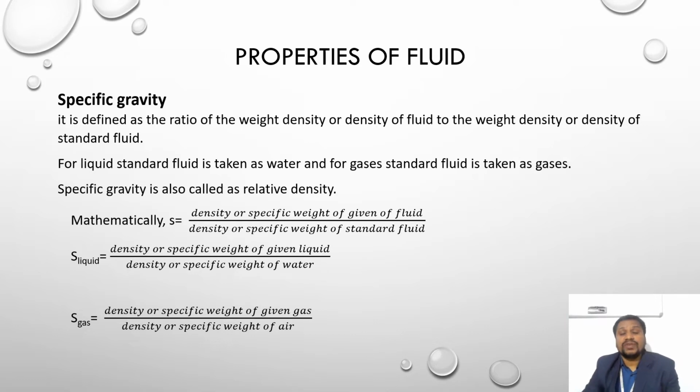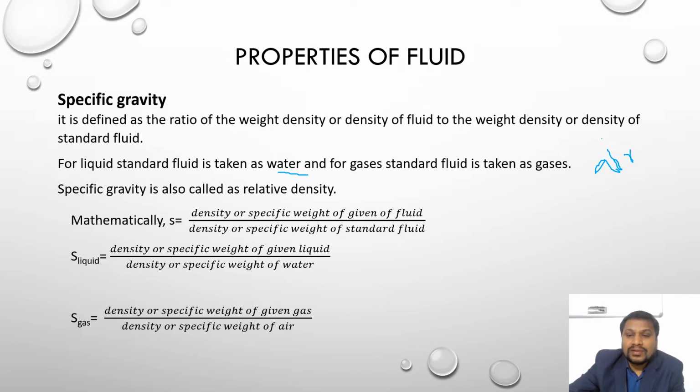So what is specific gravity? It is defined as the ratio of the weight density or density of a given fluid to the weight density or density of a standard fluid. For liquids, the standard fluid is taken as water. For gases, the standard fluid is taken as air.